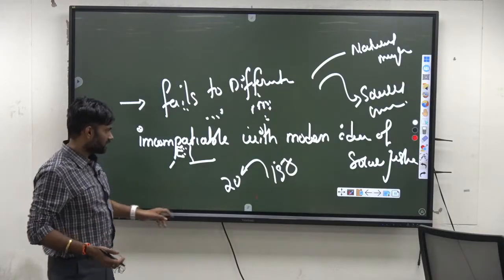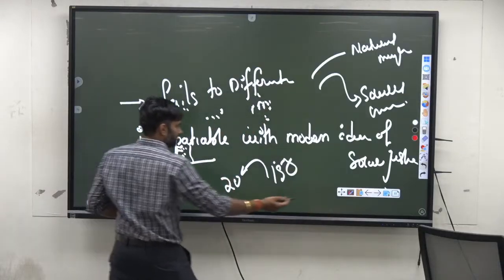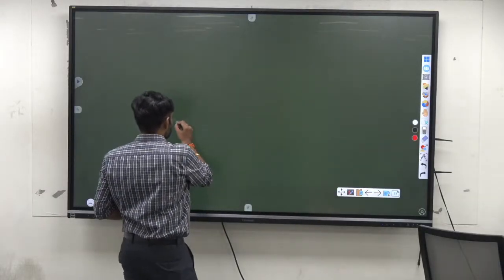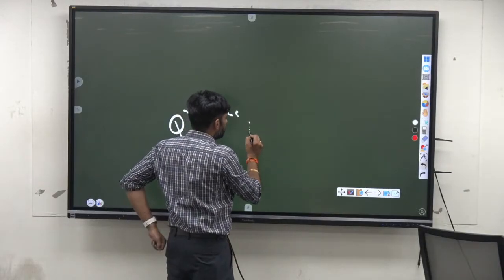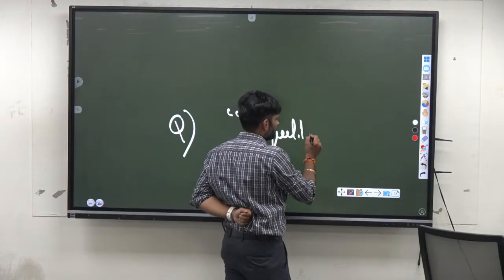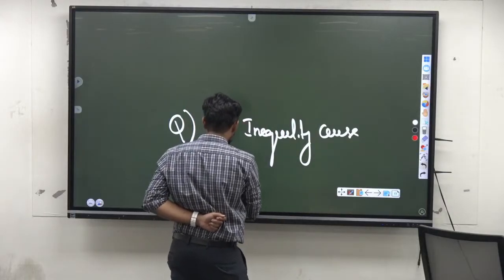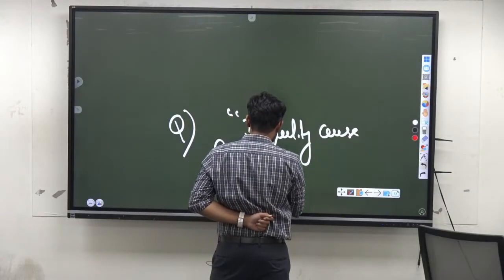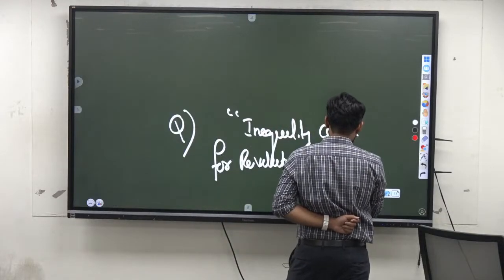So one more question they had asked in 2017 was, they had given this quote: inequality is the cause for revolution everywhere.